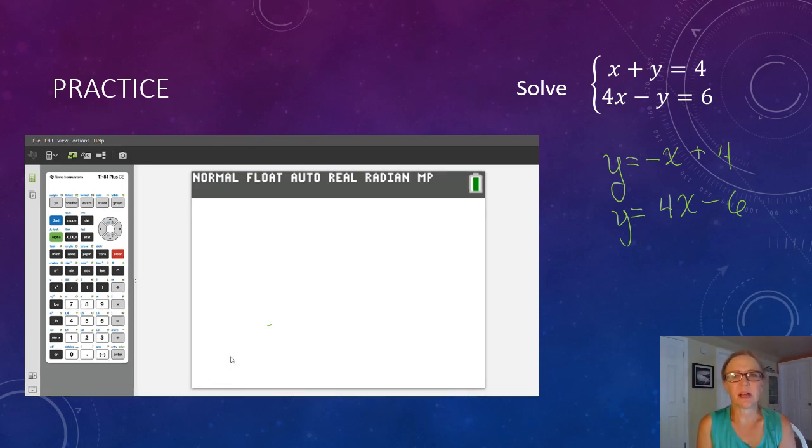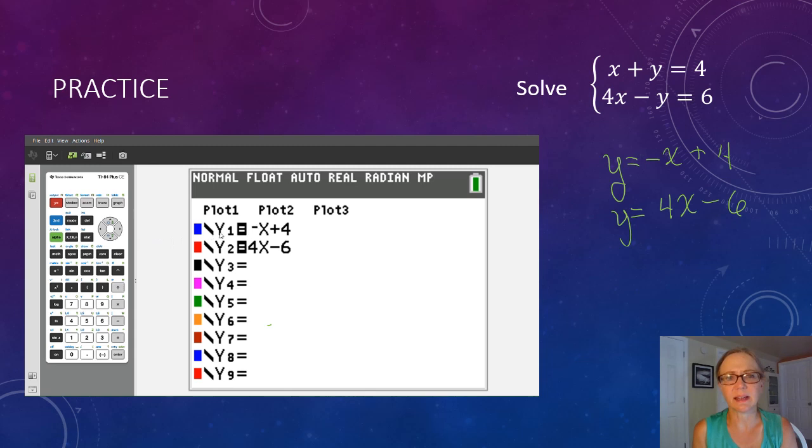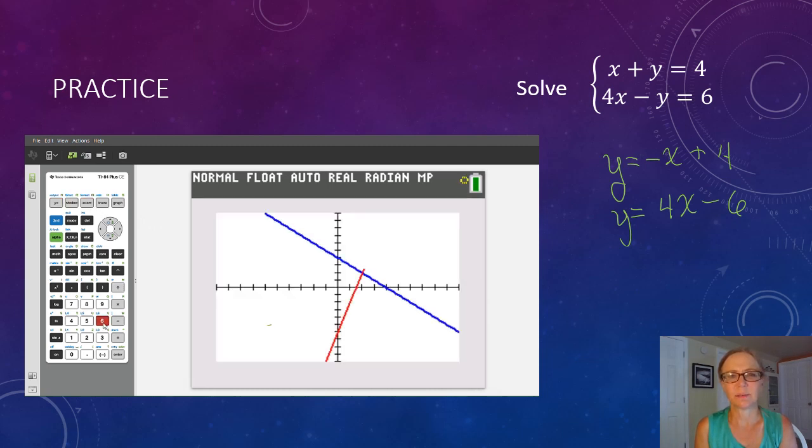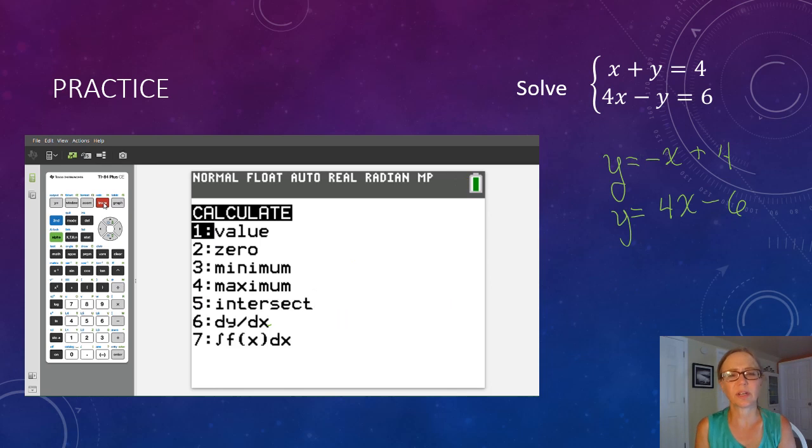So we're going to press y equals. Now I've already typed them in, -x plus 4 and 4x minus 6. Now we're going to graph by hitting zoom 6. We have 2 lines with a point of intersection. Now we're going to hit second trace. We're going to choose number 5, intersect.